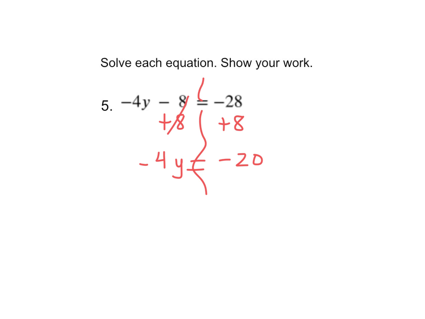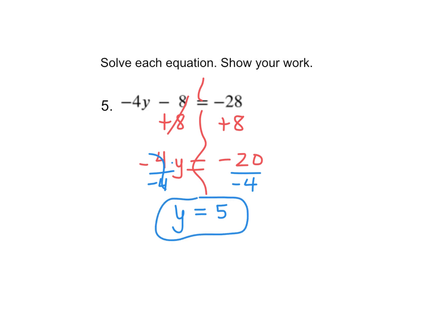And then the next step to get y by itself, remember that when a number is next to a letter that means multiplication, the inverse of multiplication is division. So we're going to divide both sides by negative 4 to get y by itself. A negative divided by a negative is a positive, and 20 divided by 4 equals 5. So y equals 5.